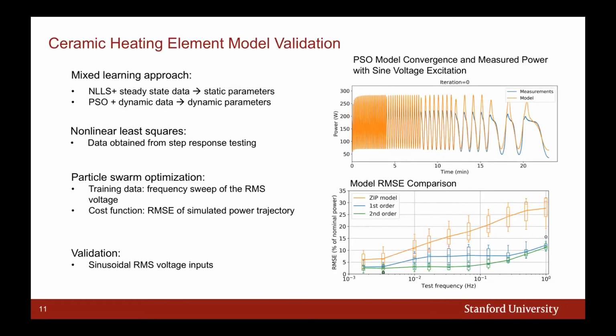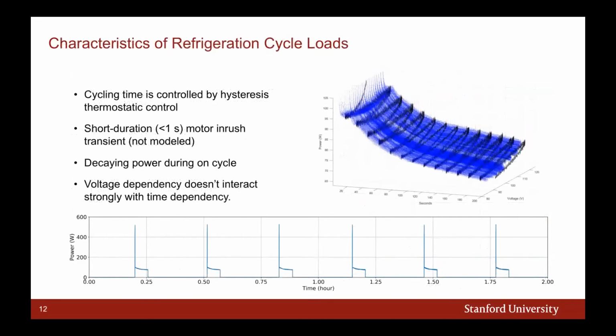Moving on to refrigeration cycle loads. These are generally characterized by a hysteresis thermostatic control. When the controller turns on, it turns on an induction motor. These motors typically have a large inrush transient, which we don't model. It's a very short transient. Now, the interesting thing is once the motor kicks on, the power tends to vary quite dramatically. It usually decays. Sometimes it increases before it decays. And then there's also a voltage dependency, although this voltage dependency doesn't really interact with the time dependency so much.